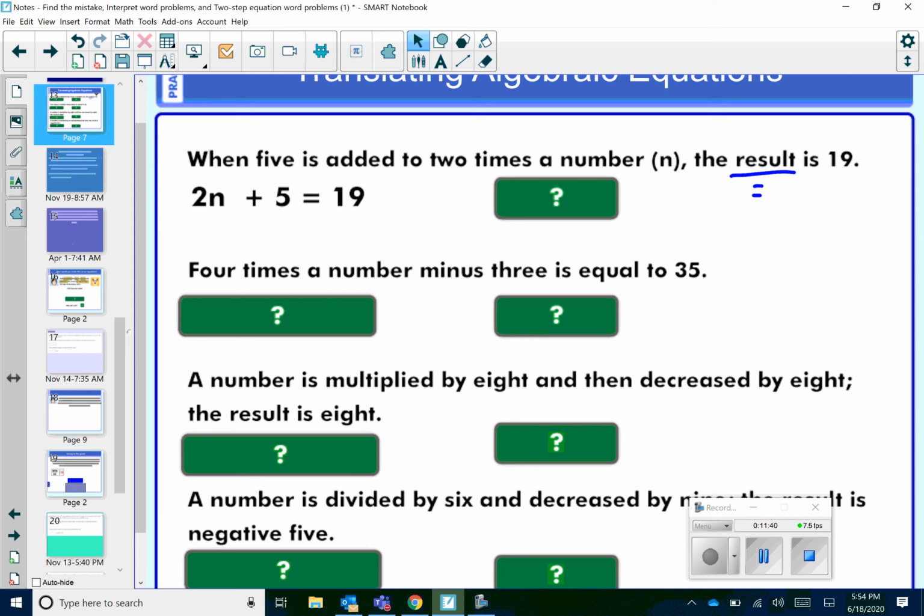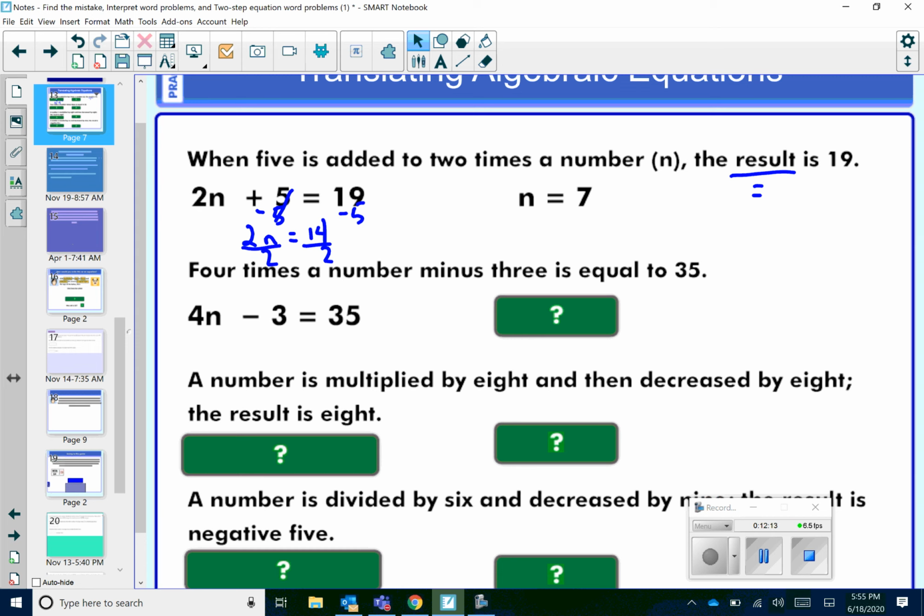And then if we wanted to go ahead and solve that, we would just subtract 5 on both sides. That would leave me with 2n equals 14. And then we would divide through by 2, leaving us with n equals 7. Moving along to the next one, 4 times a number minus 3 is equal to 35. Well, 4 times the number would be 4n, minus 3 would be minus 3.